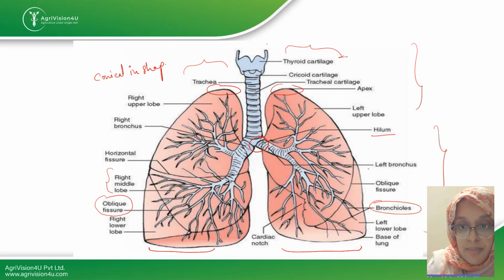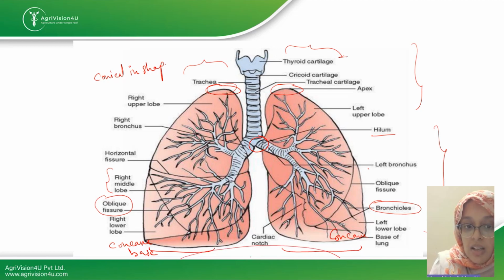This picture is actually very important to understand how it is situated, how it is structured, and what the sizes are: the apex, its conical shape, and this concave base. It is very important to know that. Even this is a concave base. And now, if you see the whole 3D body, then here comes this convex shape, which is nothing but your diaphragm.